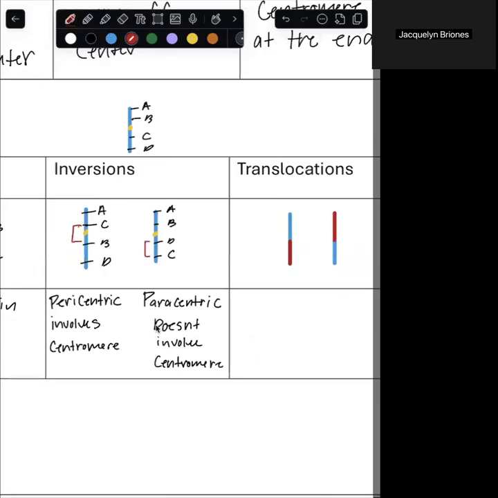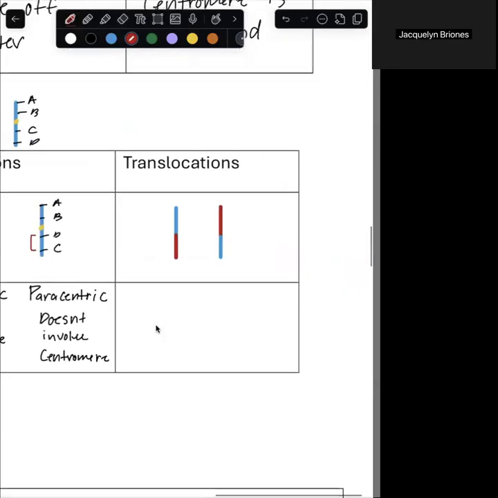When I think of para, I think of like next to. So maybe that will help between peri and para. Or you could also think like pair the I and peri, it stands for involved centromere or something like that.